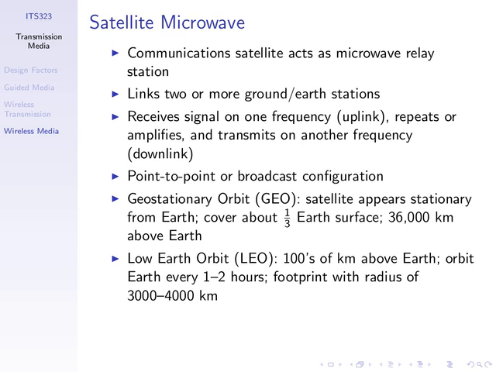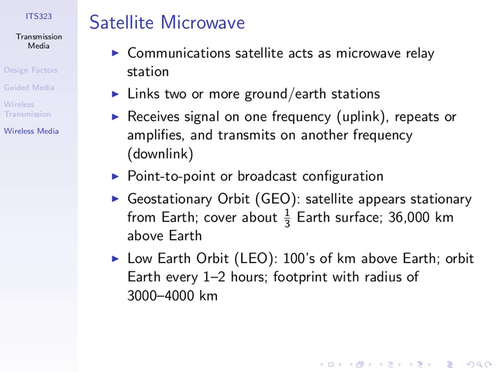Because it's in a lower orbit and because it's moving relative to the user, we need many satellites to provide continuous coverage. With a GEO, we'd need a minimum of 3 satellites to provide coverage of any place on the Earth.